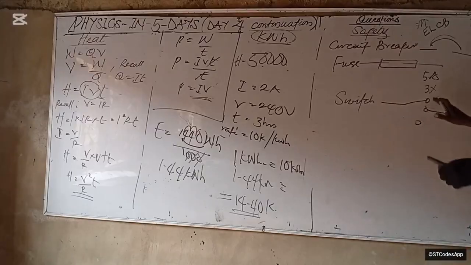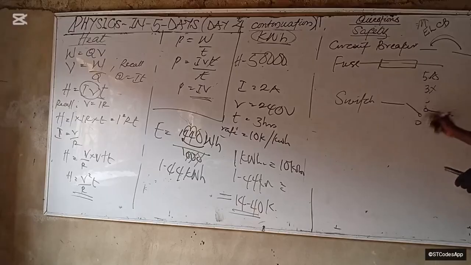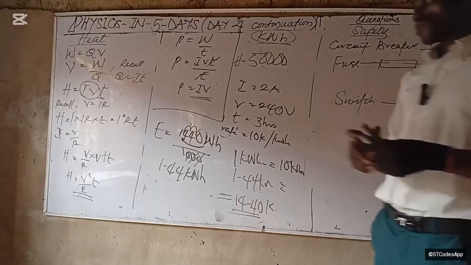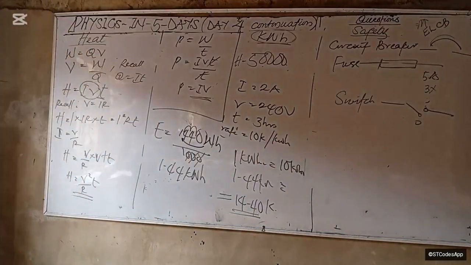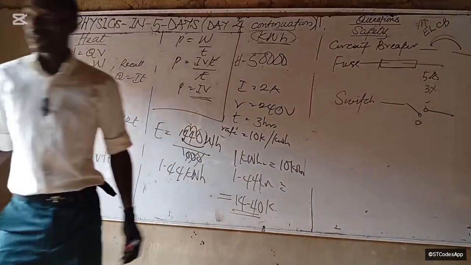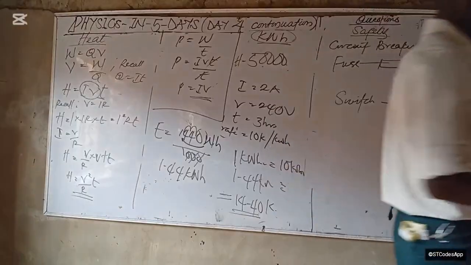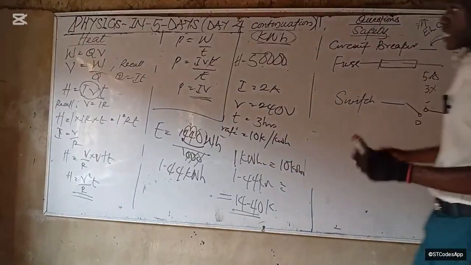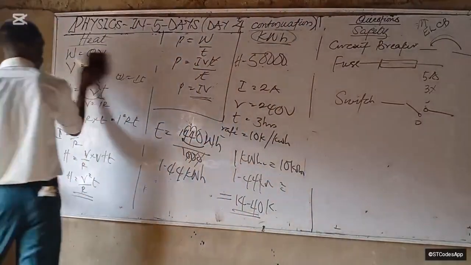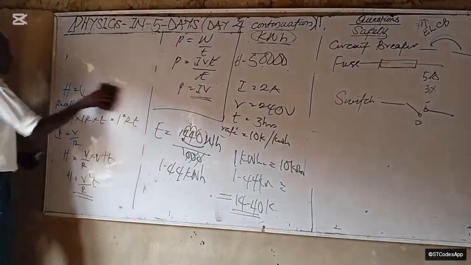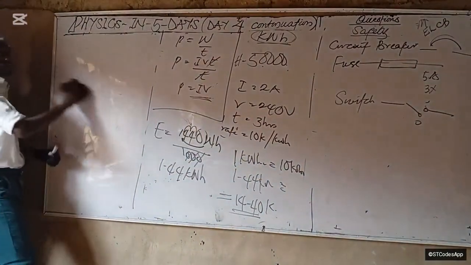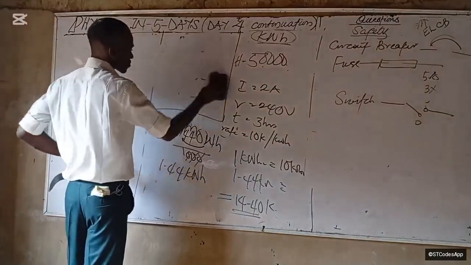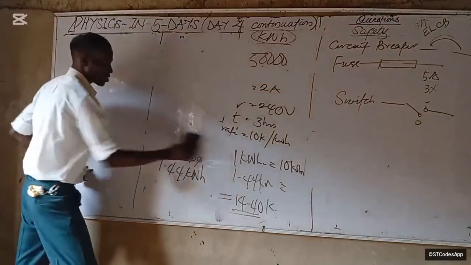Now, all of these 3 components we have mentioned so far are always connected to the live wire. Take note of that. The circuit breaker, the fuse, and the switch are connected to the live wire. Now also the switch that is shown on the board there is a two-way switch. So you see, it's not like the common switch. You're going to see 2 ends there.